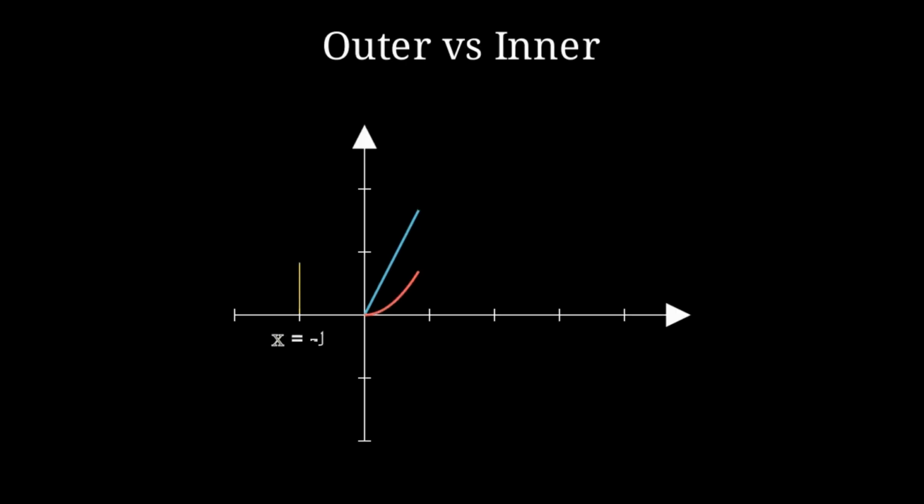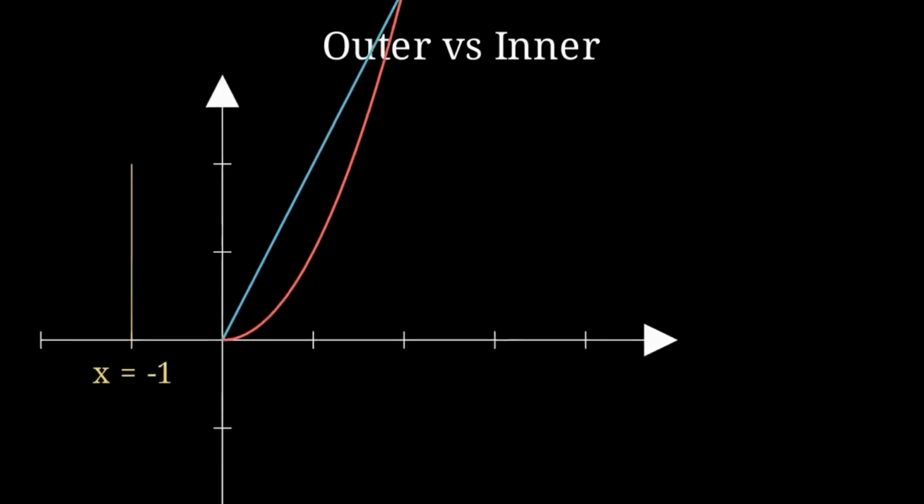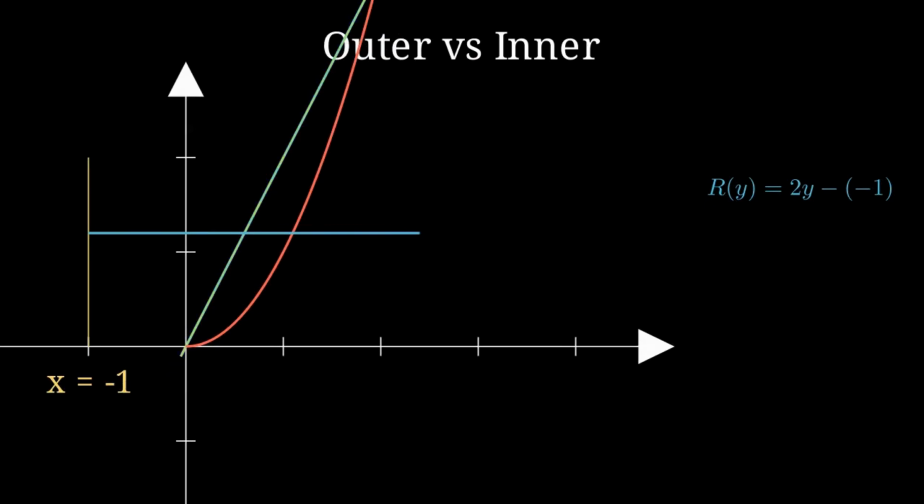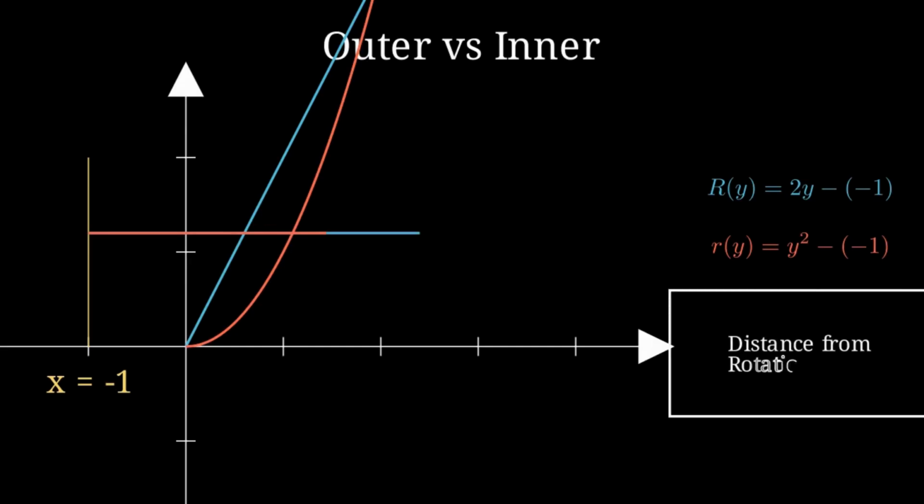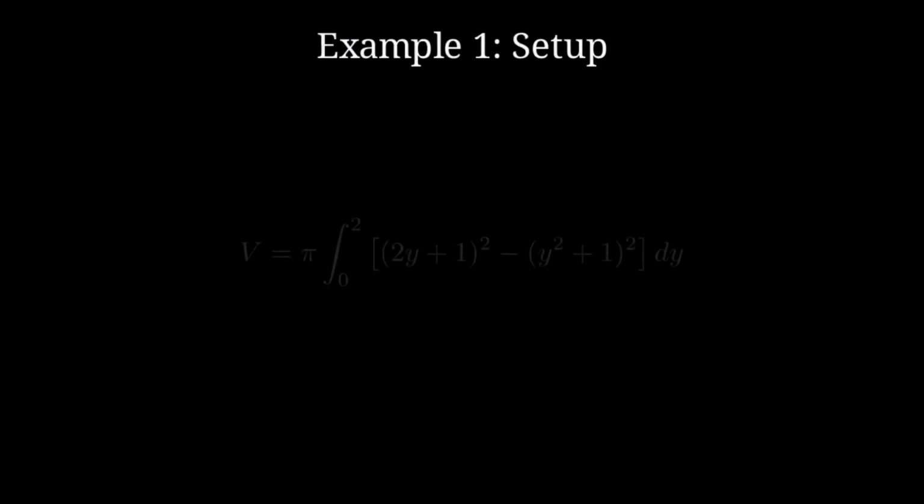Looking at our specific region, the curve furthest from our axis y equals -1 is the line x equals 2y at the top of the region, and the closer curve is the parabola x equals y squared. Therefore, the outer radius R of y is the upper function minus the axis, and the inner radius r is the lower function minus the axis. Now we set up our integral.